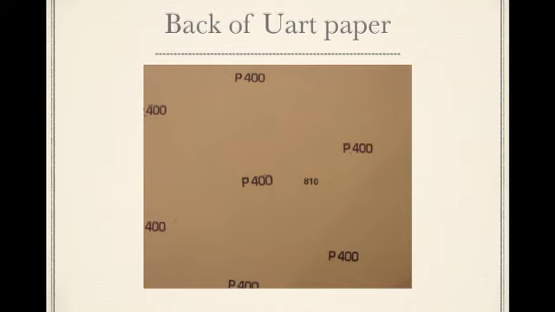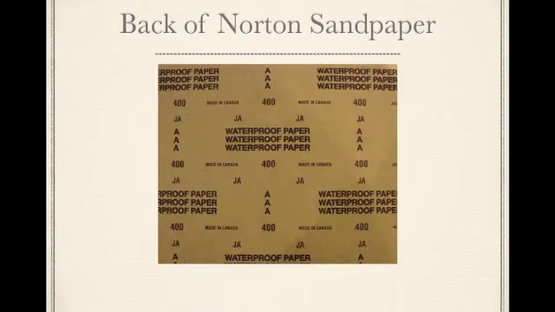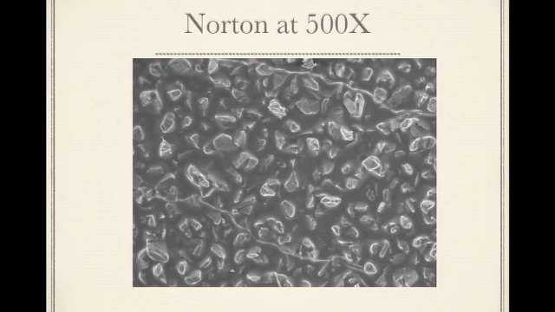Now, the interesting thing I found was on the back of UArt, it had this marking, 400, implying 400 grit. And you see the same marking on the back of sandpaper. There's Norton sandpaper, 400 grit. It also says it's waterproof. I'm not sure if that affects too many people, but it's interesting to see there. And Norton looks pretty much like UArt, or rather Wallace.